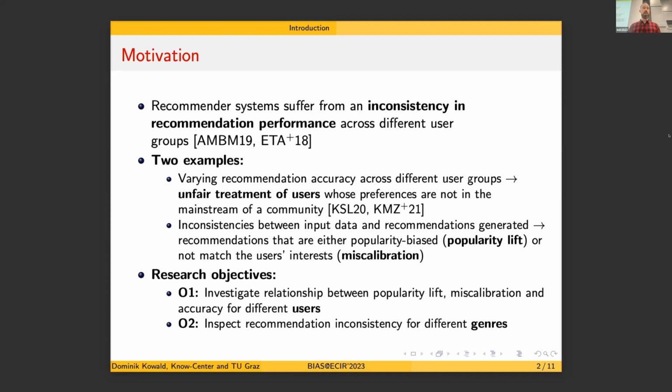And in this work now, we want to look at these different definitions of inconsistency. And in the first objective, we want to see if they are correlated somehow. And in the second one, we want to inspect this recommendation inconsistency for different genres. So in the first one, we look at the user level, and the second one more on the genre level.